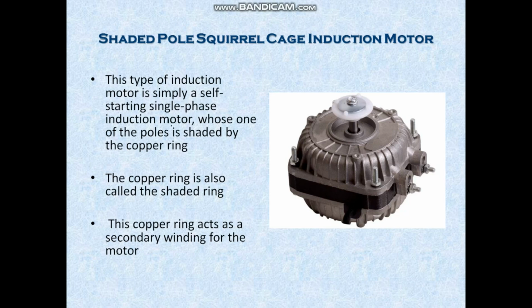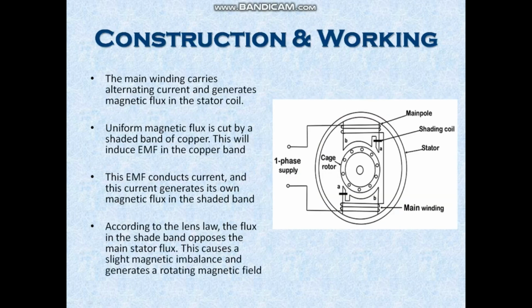Shaded pole squirrel cage induction motor. It is simply a self-starting single-phase induction motor in which one of the poles is shaded by a copper ring. The copper ring is also called the shaded ring. This copper ring acts as a secondary winding for the motor. Let's understand the working principle now.